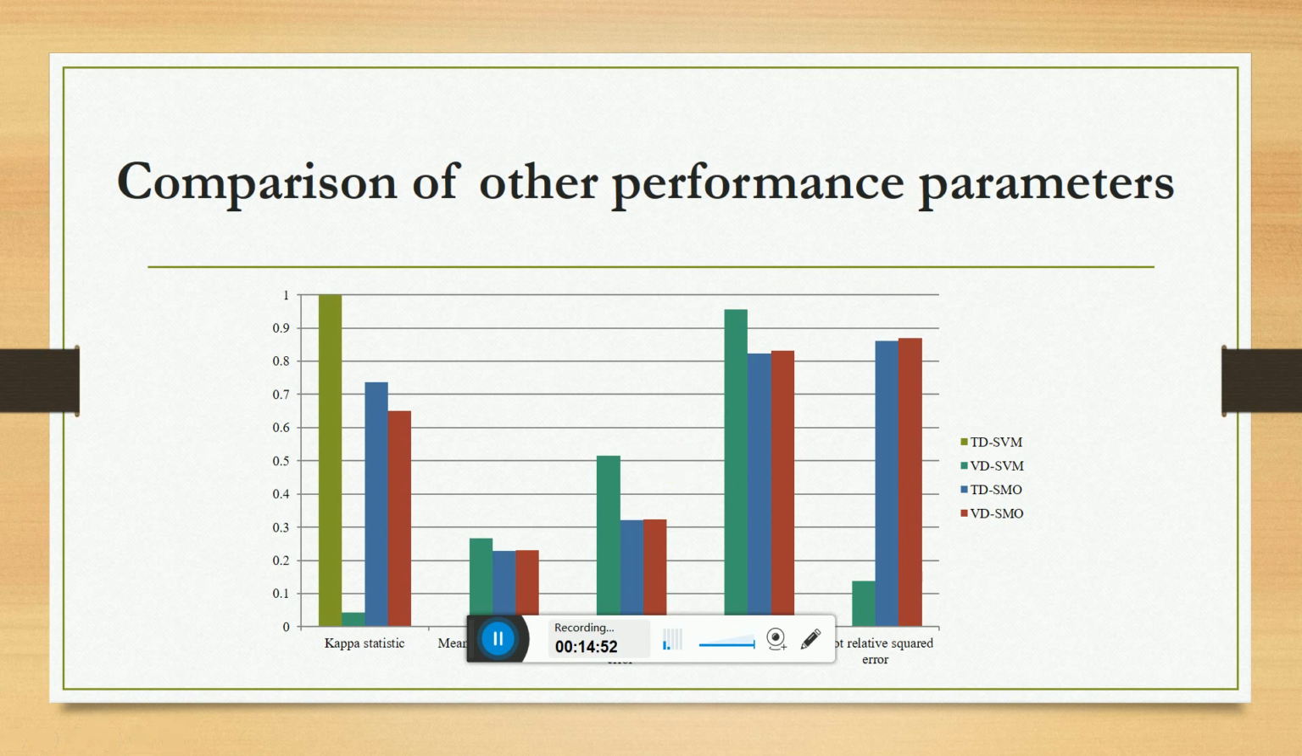Now kappa statistic, mean absolute error, root mean squared error, relative absolute error, and root relative squared error. The performance of our proposed approach has been evaluated in terms of 5 performance metrics. This one is kappa statistic, this one is mean absolute error, this one is root mean squared error, this one is relative absolute error, and this one is root relative squared error.